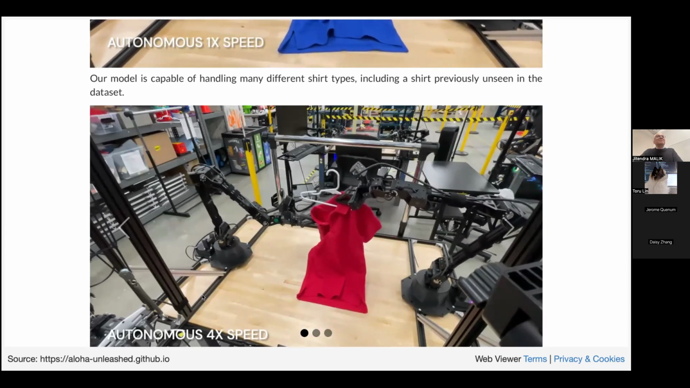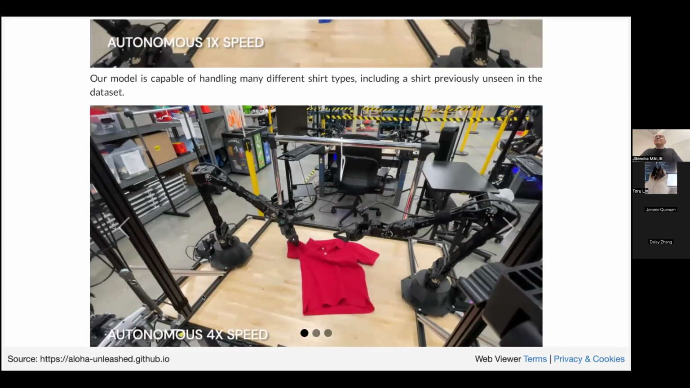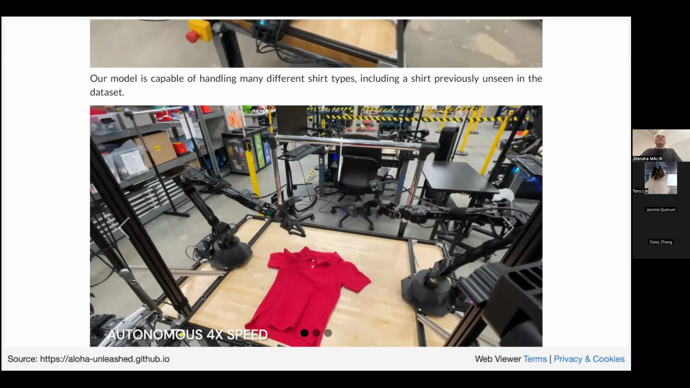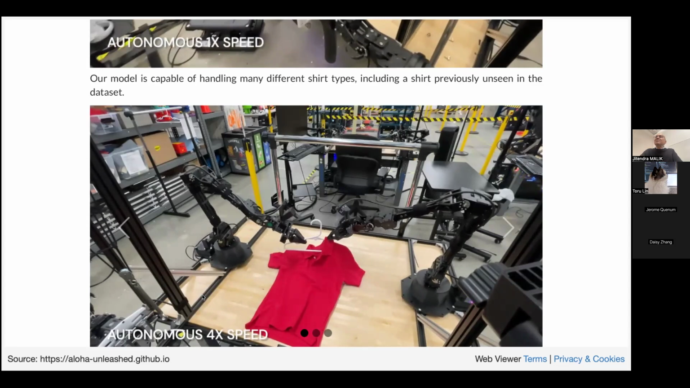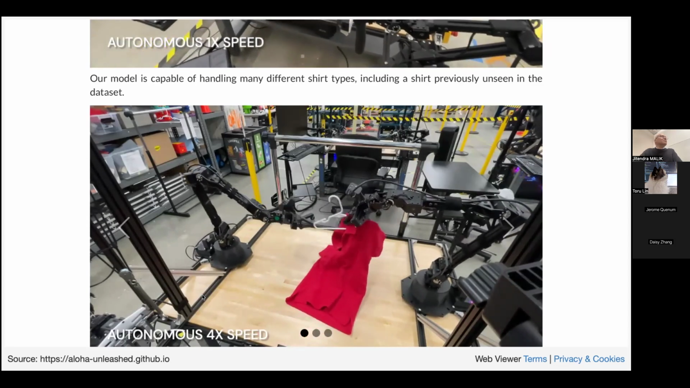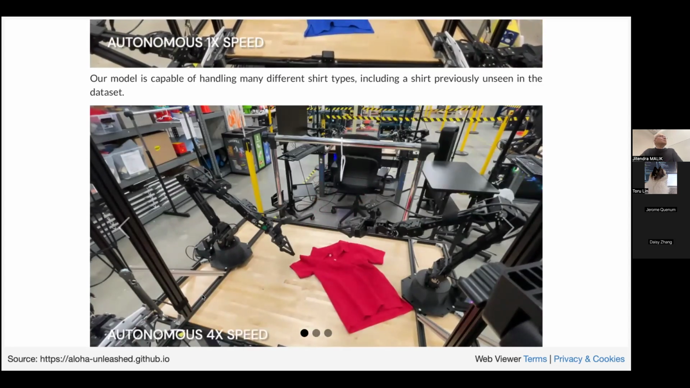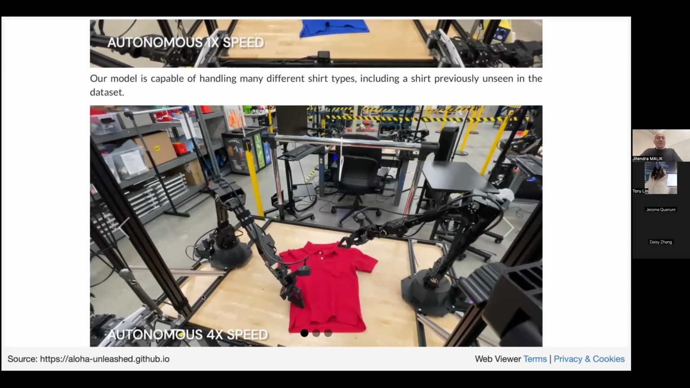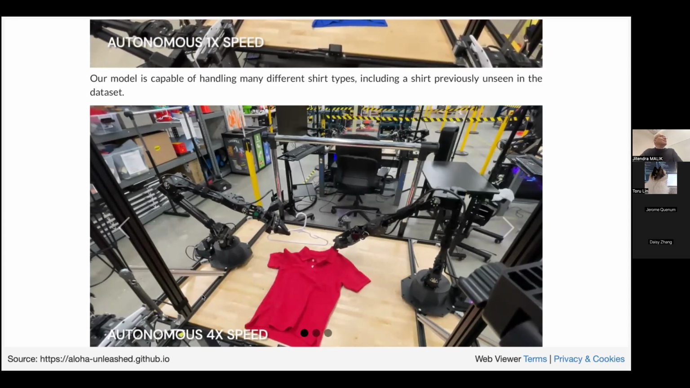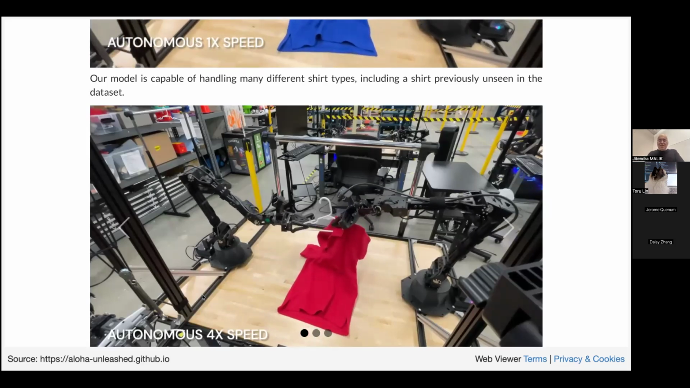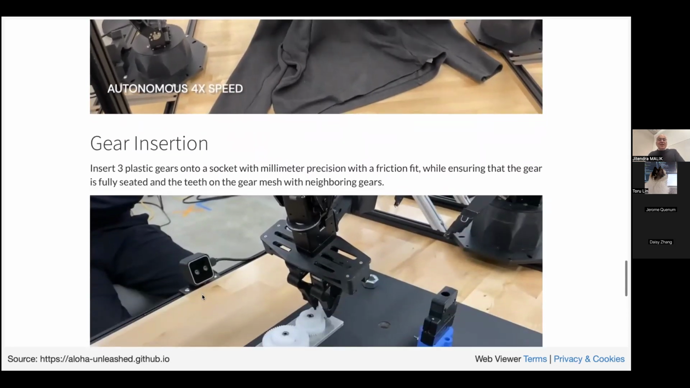Does that mean the only thing that's generalizing is the encoder? You mean the visual encoder? Yeah, exactly. I think that's a point. But because everything is end to end, it's also the rest of the policy. This is probably called messy shirt or something. Unseen shirt. Okay.